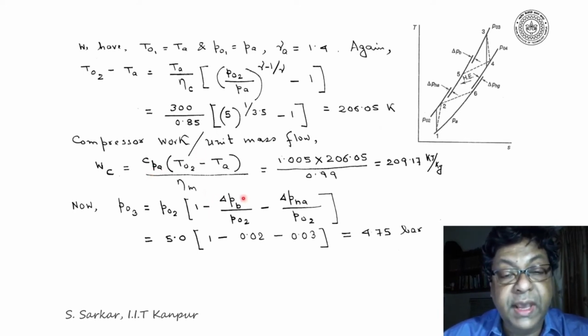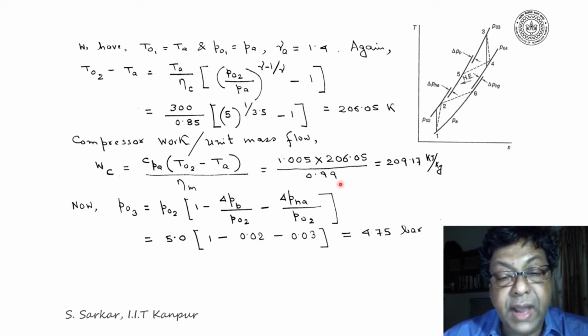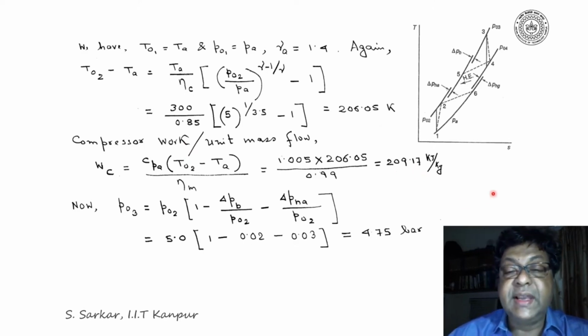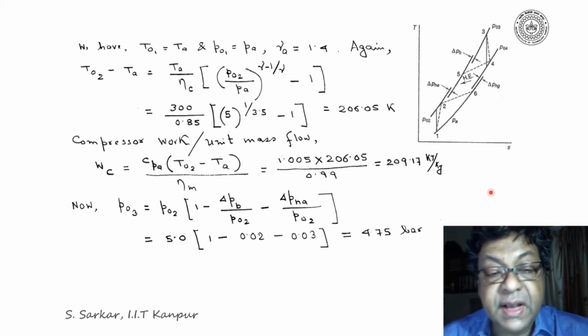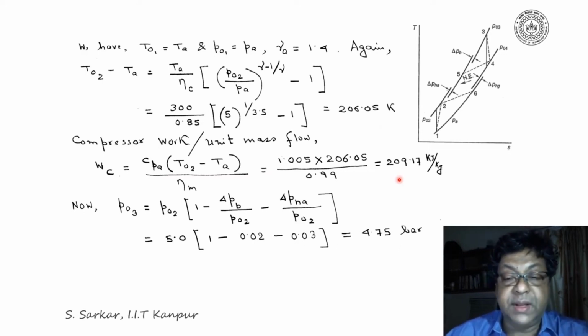So we know CPA is equal to 1.005, T02 minus T0A we have just calculated, which is 206.05, divided by the mechanical efficiency 0.99. If you do this calculation, it would be equal to 209.17 kilojoule per kg. Thus, WC I have calculated as 209.17 kilojoule per kg.